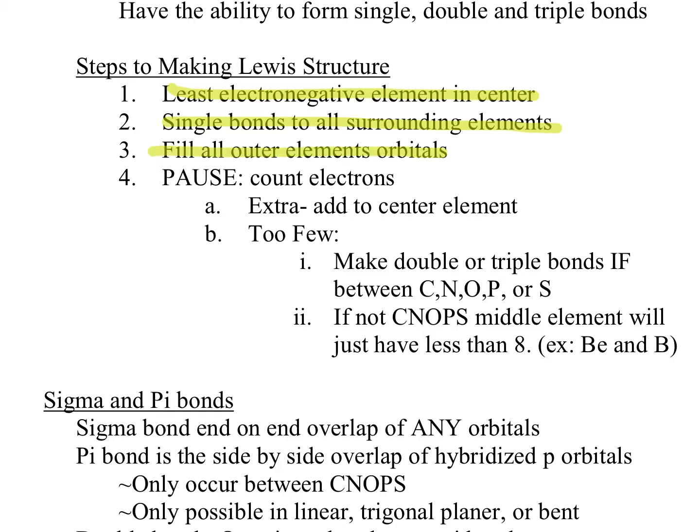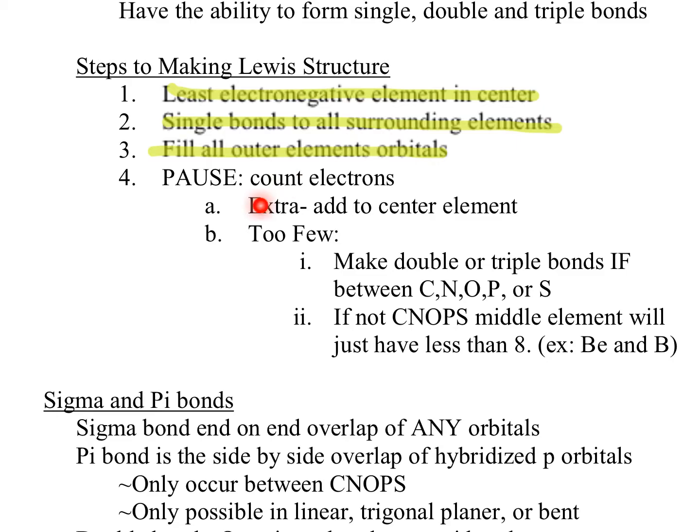We just said they're the most electronegative. They get first dibs on all the electrons. They will pull all the electrons onto themselves first. Once you've done this, pause. That's when you need to count your electrons. Up until this point, you don't actually have to know how many electrons there are. At that point is when you count your electrons.